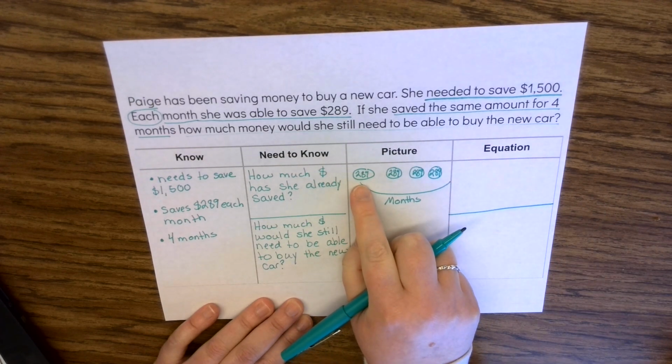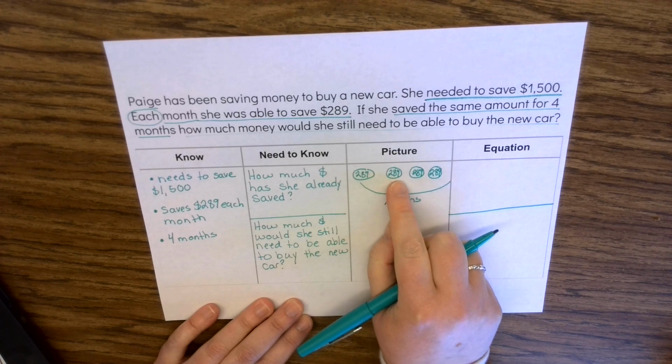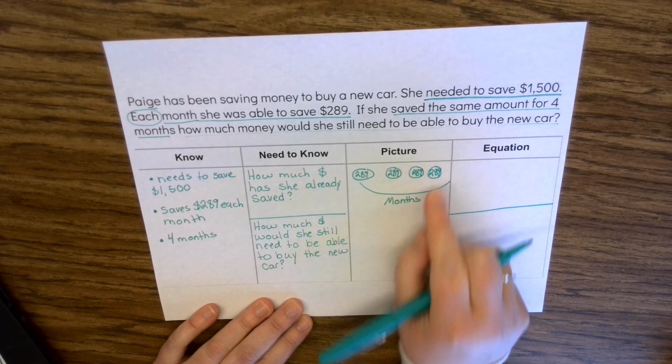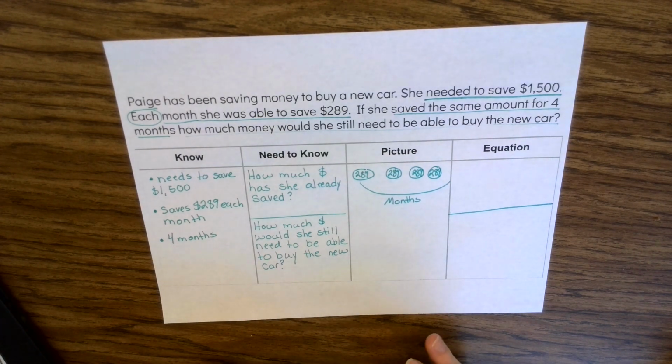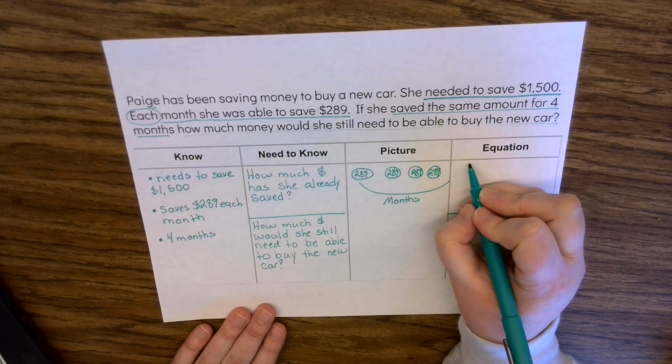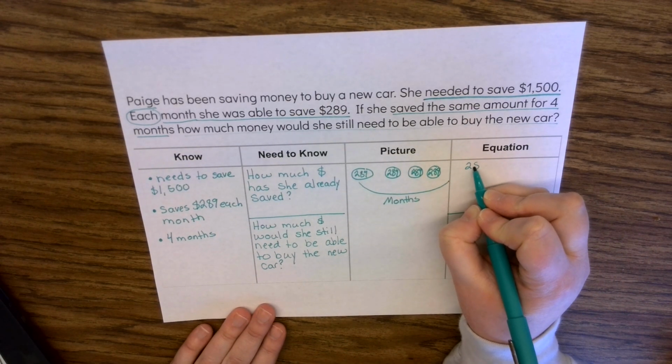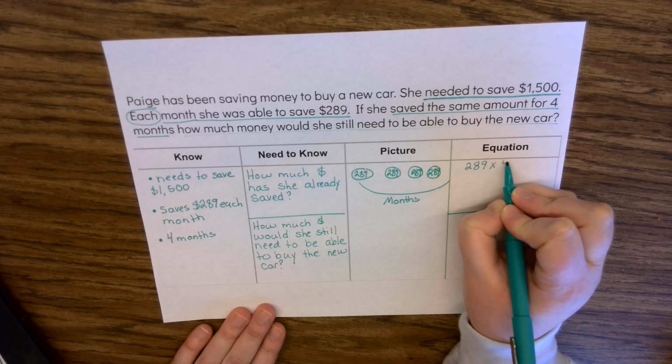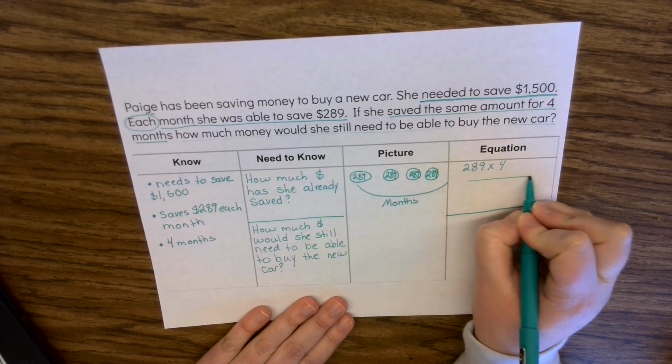Now, I could go 289 plus 289 plus 289 plus 289, but we don't do that anymore. We're in fourth grade. That's repeated addition. That would be multiplication. So 289 times 4. Box method.